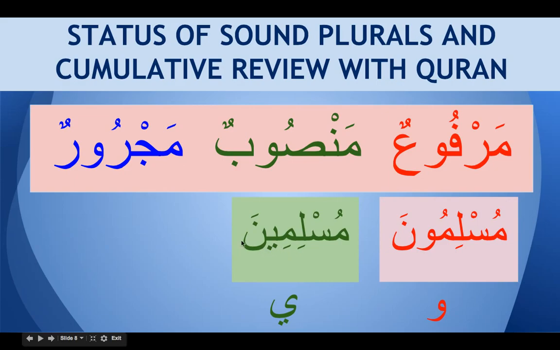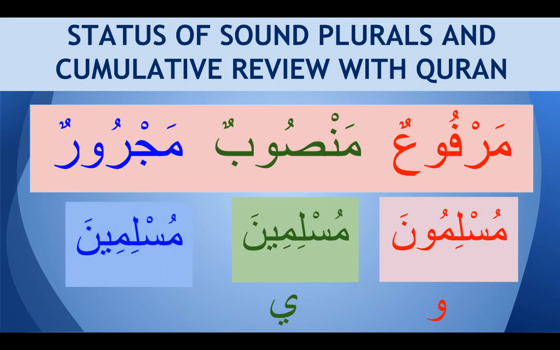Muslimina. So how do we write majroor? Majroor is again muslimina. It's exactly the same as mansoob. Again the same thing here, we're looking at the ya. This ya is a sign of majroor. So how do we know in a sentence whether muslimina is mansoob or whether muslimina is majroor?